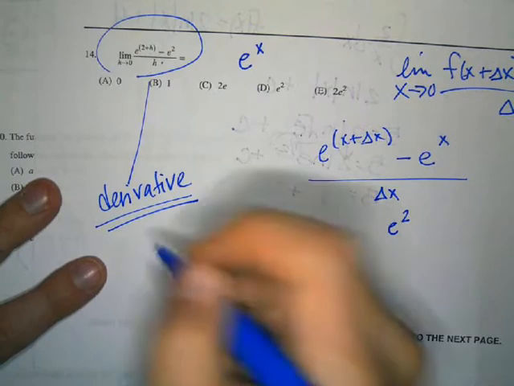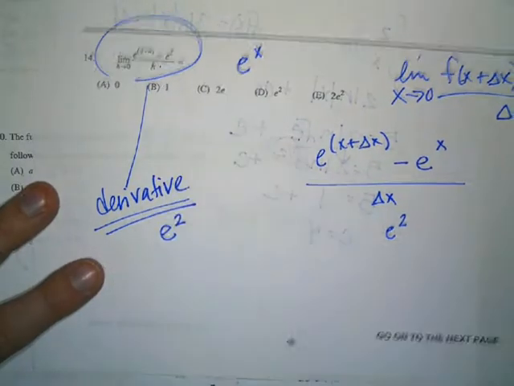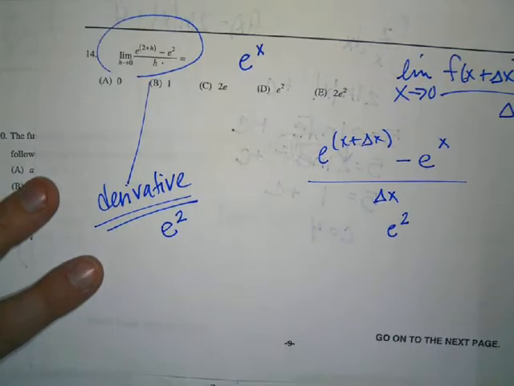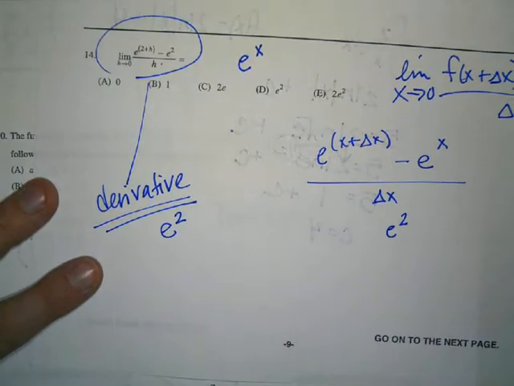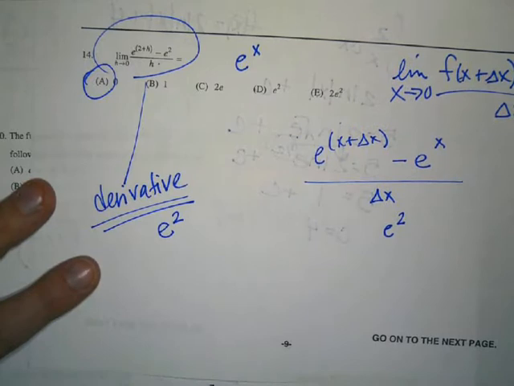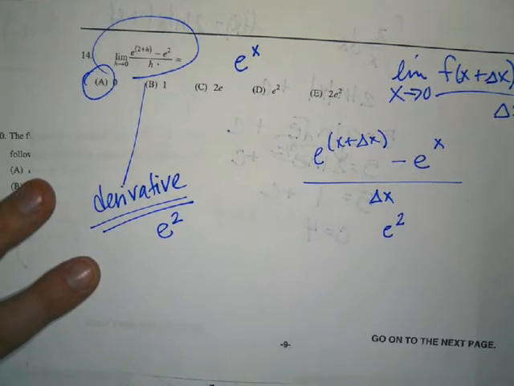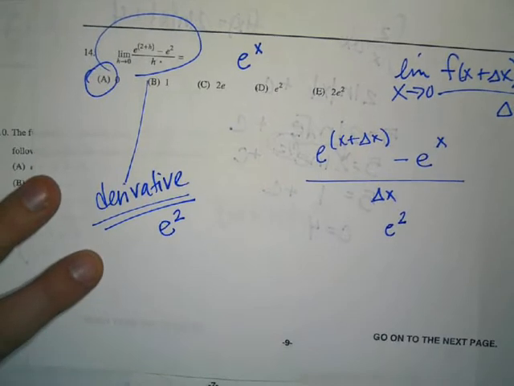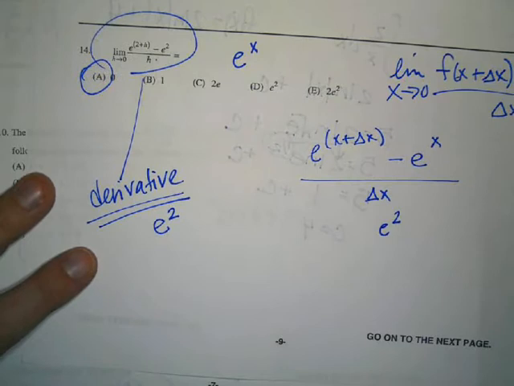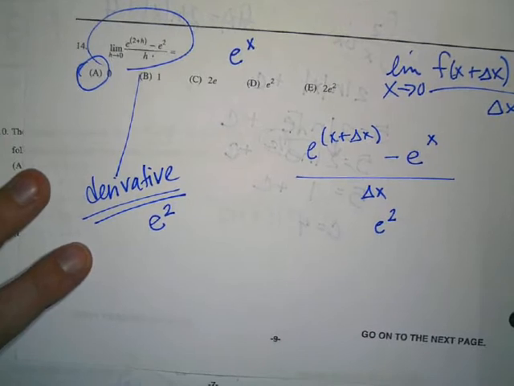I think it's e squared, because they've plugged 2 in for x. So what's the derivative of e squared? 2e squared? No, 0. E is the number 2.718, right? And if you're squaring it, it just makes it a bigger number. What's the derivative of a big number? 0. Nothing. Yeah, e is a number.